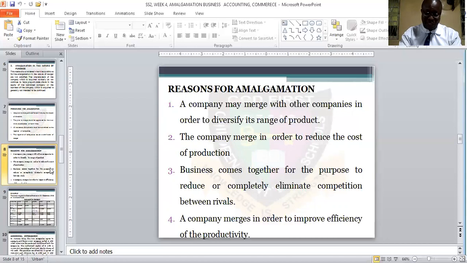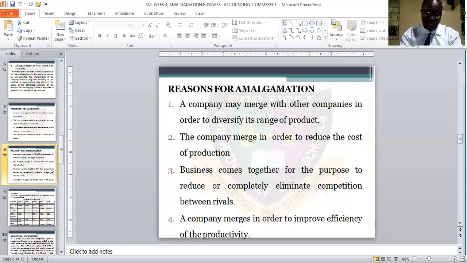Then lastly, a company may merge in order to improve the efficiency of productivity. So the companies may merge together as a result of improving efficiency of productivity.